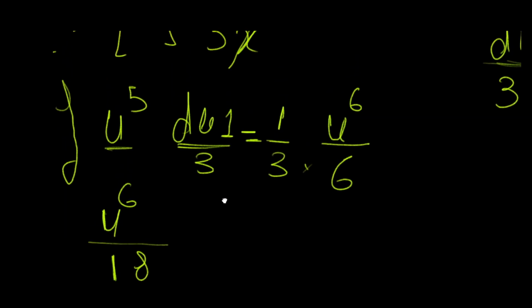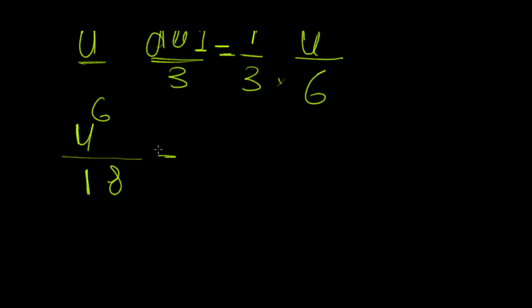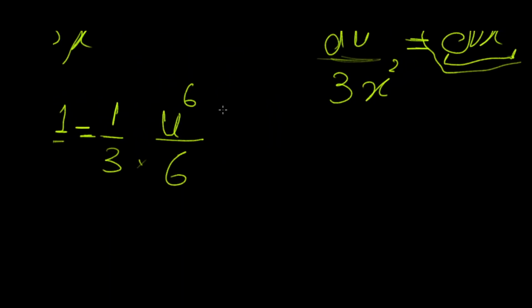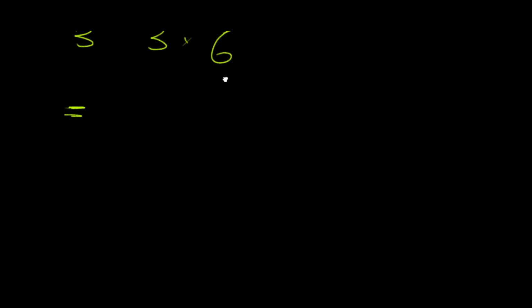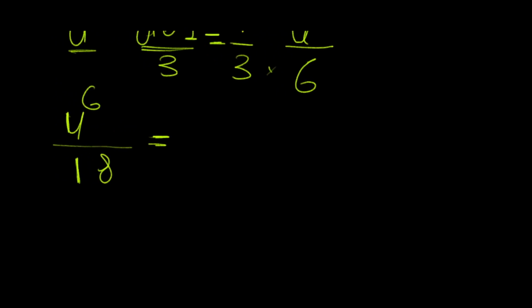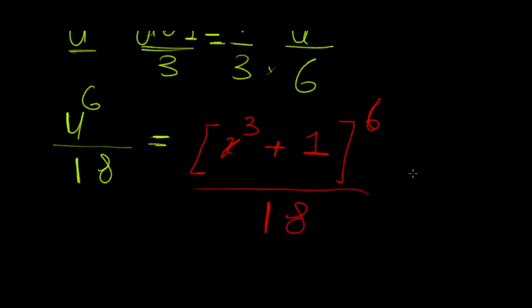You know, we started with x, we have to end with x, right? So we know the value of u. Up here we have u is equal to x to the power of 3 plus 1. So we can't end up with u. We started with x, we end with x. So let's change the value of u again, and put it back as it was originally: x to the power of 3 plus 1, to the power of 6, over 18, and this is plus c, of course, and this is the final answer of our integral.